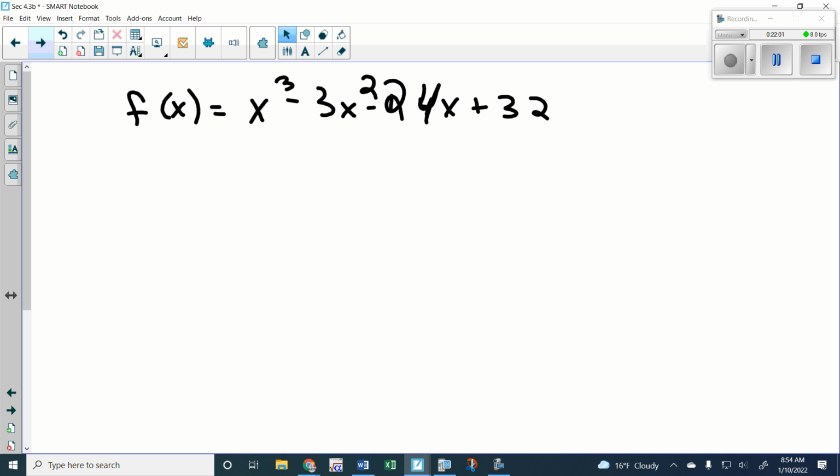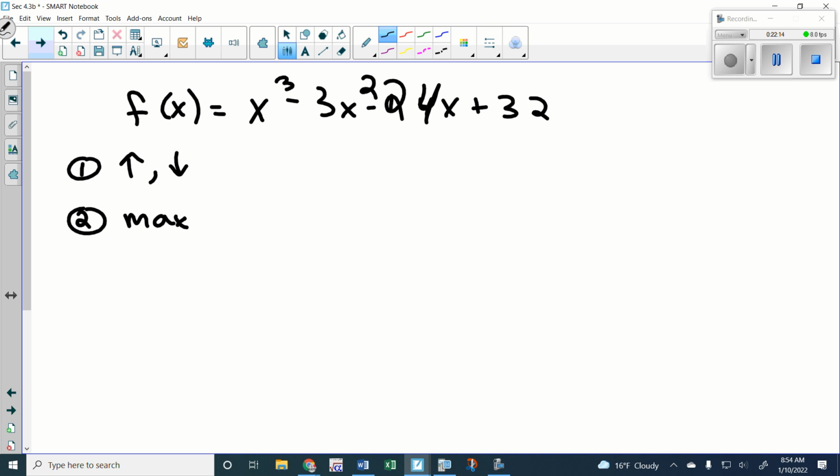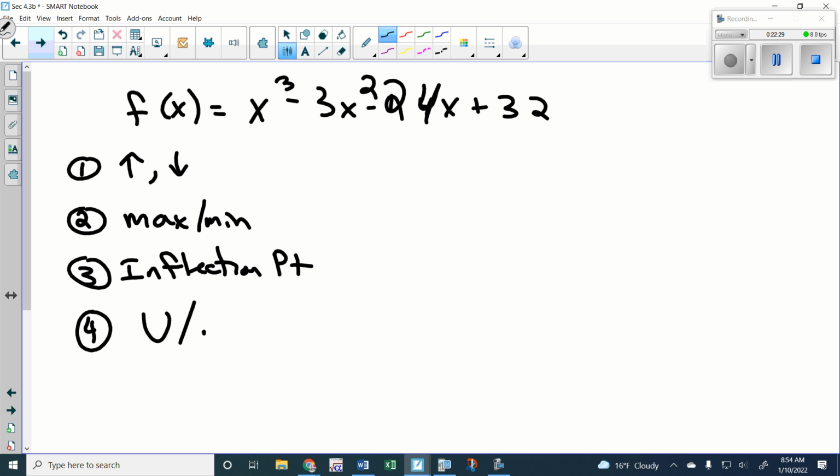So here's what I want you to find. 1, increasing and decreasing. 2, max and mins. 3, inflection point. 4, concave up and concave down.